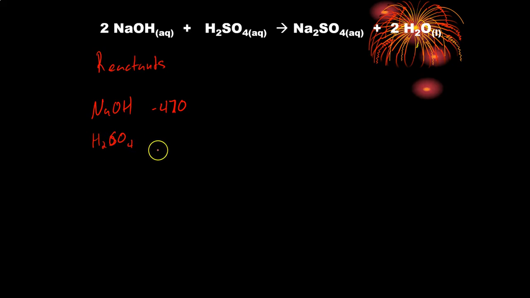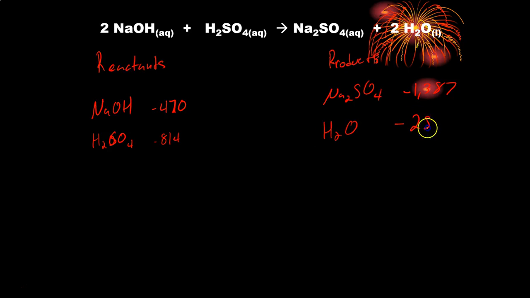Next, we come across H2SO4. Sorry about that. Can't talk today. But whenever we look up H2SO4 on here, we see that it has a value of minus 814. That's all of our reactants. So now we're going to look at our products. We have Na2SO4, and if we find Na2SO4 on here, we see it has a delta H of minus 1,387. And then for H2O, when we look that up, it has a value of minus 286, I believe. Yes, minus 286.